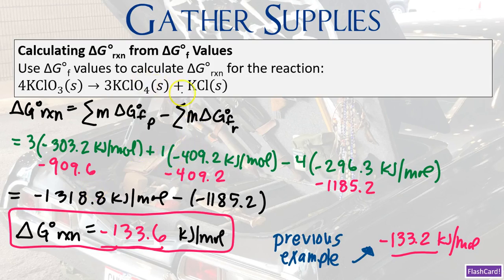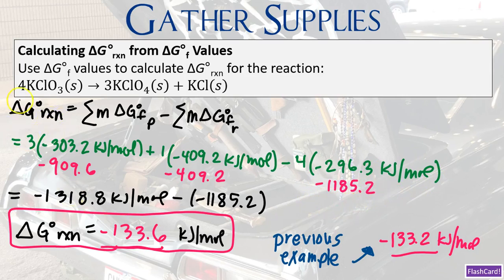I'm going to add that to 1, because we have 1 for KCl here, multiplied by negative 409.2 kilojoules per mole. So I just have negative 409.2 kilojoules per mole here. I'm going to add these two numbers together, and I get negative 1,318.8 kilojoules per mole. Now let's focus on summing our reactants. We only have 1 reactant here, so I just have to get my delta G naught of formation value for KClO3. I'm going to take 4 multiplied by negative 296.3 kilojoules per mole. I get negative 1185.2 kilojoules per mole as my value.